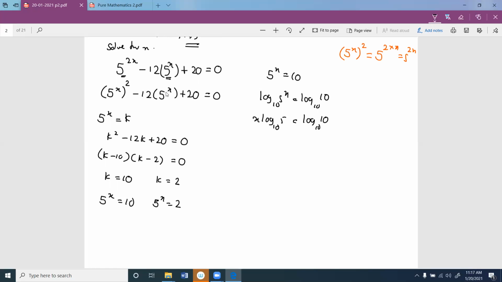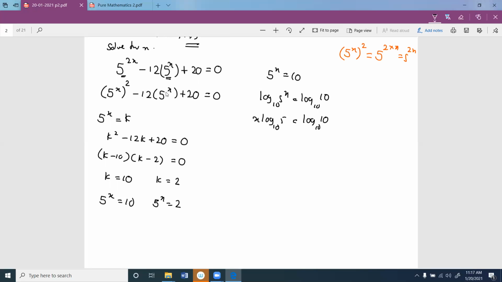Then you can see 5 to the power x is isolated. If I assign a letter k to 5 to the power x, this turns into k to the power 2 minus 12k plus 20. Then if you factorize it, or you can even use the formula, you get the answers for k as 10 and k equals 2.